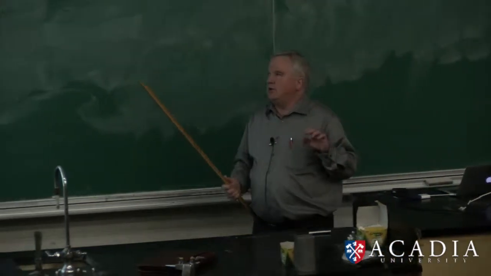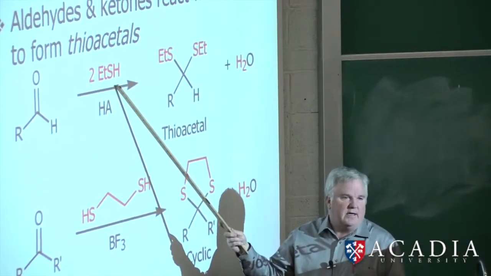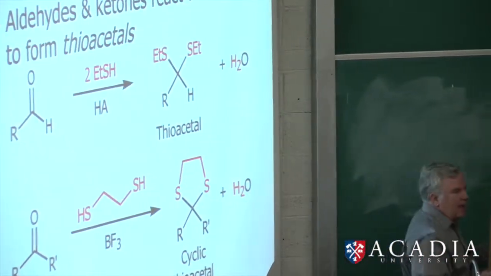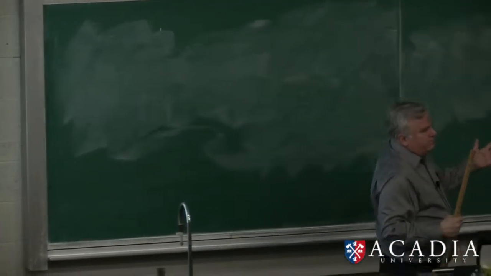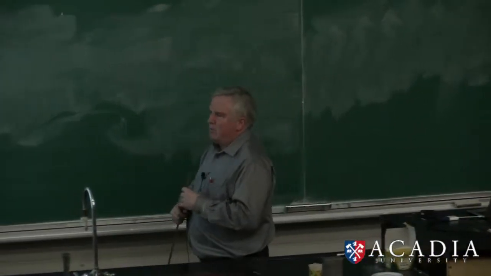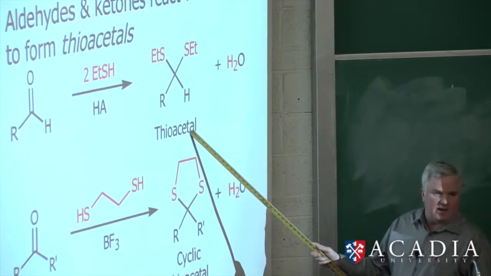Here's another reaction. This is a thiol. We've replaced the oxygen with a sulfur, and they act a lot like alcohols. They're even better nucleophiles than simple alcohols. And this will react much like an alcohol, and we end up with what we call a thioacetal.